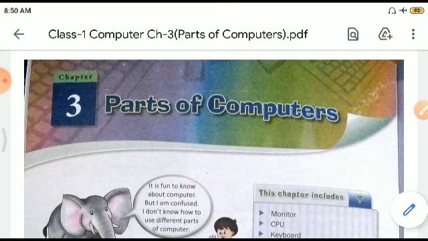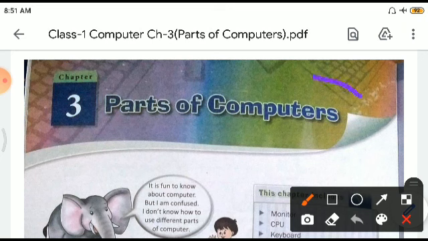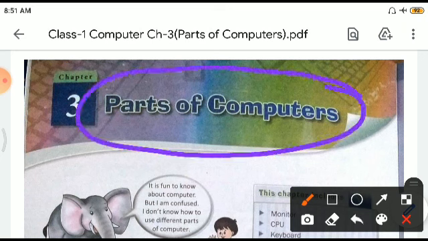And today we will be studying chapter three, which is parts of computers, right? And this chapter is equally important as it is to study about computers because it comprises some parts which individually have specific functions, right?